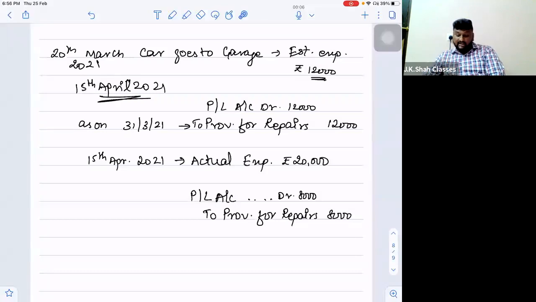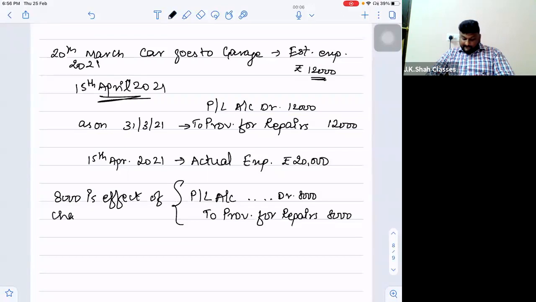Means your estimates changed. Earlier your estimation was 12,000, but now your actual expense is 20,000. So can I say your estimate has changed now? Because earlier you thought in 12,000 your car will be repaired, but now your car is actually repaired for 20,000 rupees. Right? So technically your estimation has changed by 8,000 rupees. This 8,000 is called as effect of change in estimate. This is called as what? 8,000 is effect of change in accounting estimate.